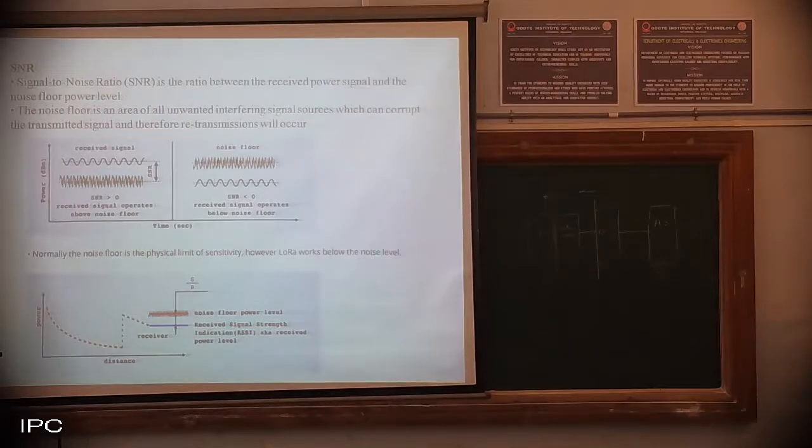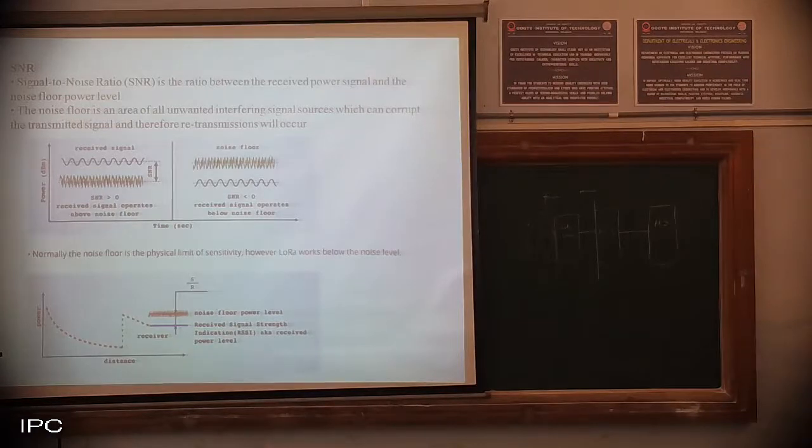And the SNR means the signal to noise ratio. It is the ratio between the received signal power and the noise floor power level. So that ratio we call the SNR, and the noise floor level is the area of all unwanted interfering signal sources which can corrupt the transmitted signal, and therefore retransmission will occur. Means the noise floor is unwanted interfering signals which can corrupt the actual signal, that we call the noise floor.